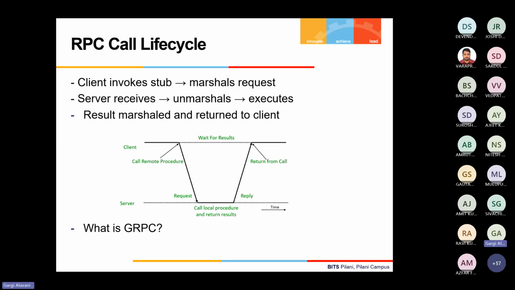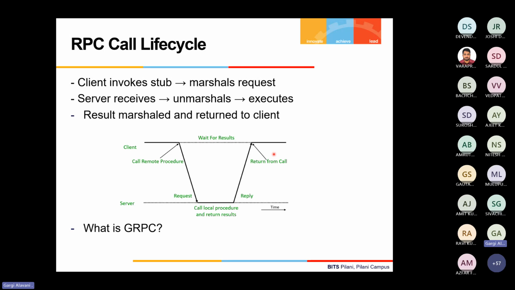Once you complete the task, the results are then marshaled and returned back to the client. They're sent to the client stub, and once the client receives it, it will again unmarshal those, and those results are presented to the local function, whichever has called the client function. Is it clear how this works? Any doubts here? Yeah, this is pretty straightforward.